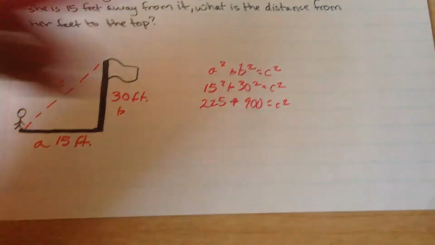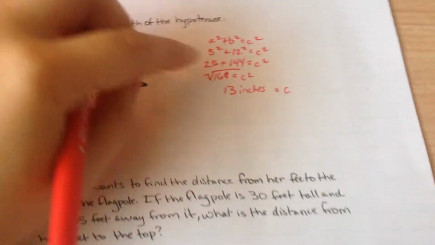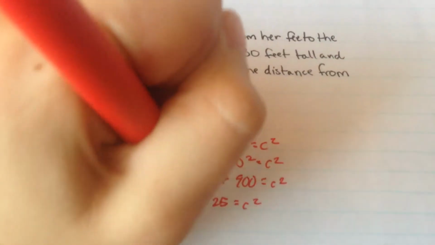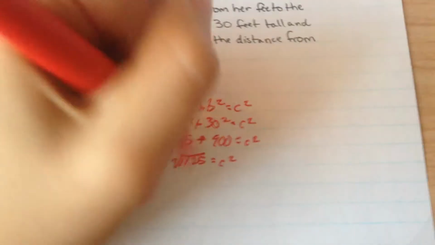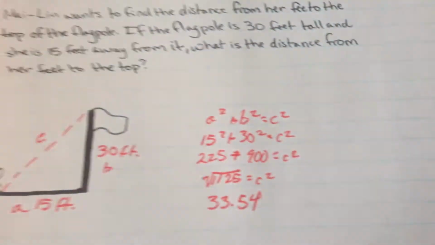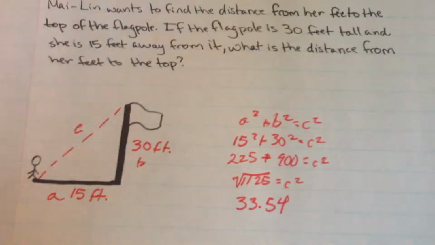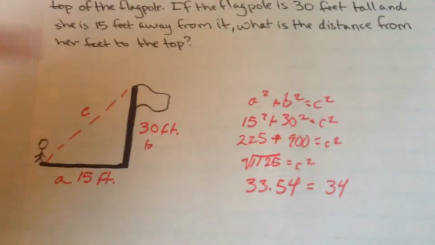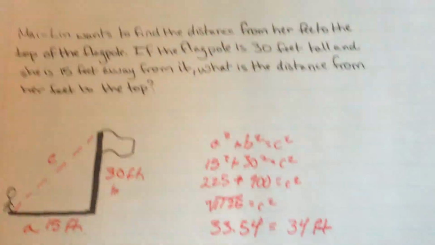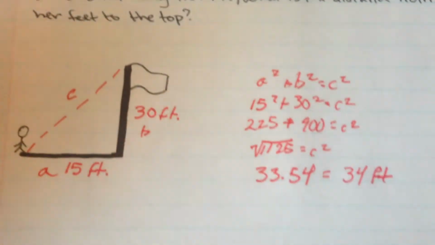And when we add those up, it should equal 1,125 equals C squared. And then like we did with this one, we're just going to square root it, which should give us 33.54. It doesn't specifically say to round it, but you probably should round it in all equations. So it should equal 34, and our measurement is feet. So the hypotenuse, or the length from her feet to the top of the flagpole, is 34 feet.